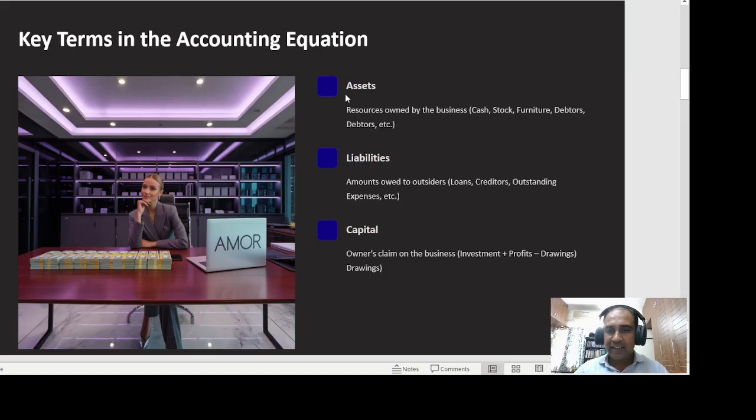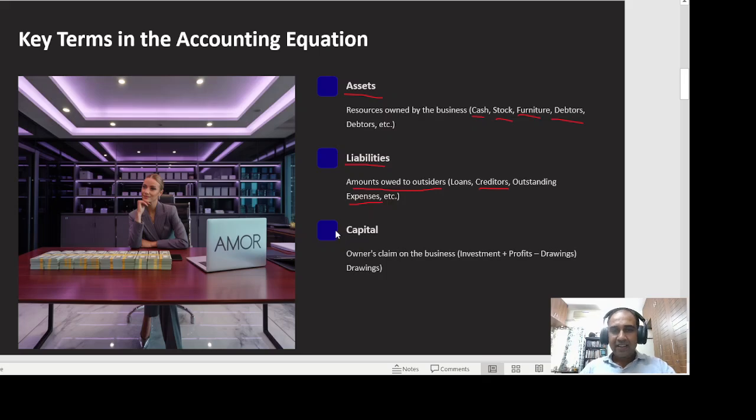Now let us try to understand in more detail what an asset is, guys. What is an asset? An asset is a resource owned by the business. It can be cash, it can be stock, it can be furniture, it can be debtors. And what are liabilities? Liabilities are any amount which the business owes to outsiders. It can be in the nature of a loan, any loan taken from a bank. If you make a credit purchase, the creditors will also form a liability. If there are any outstanding expenses which need to be paid in the business, like outstanding salary or outstanding rent, all this will form part of the category of liability.